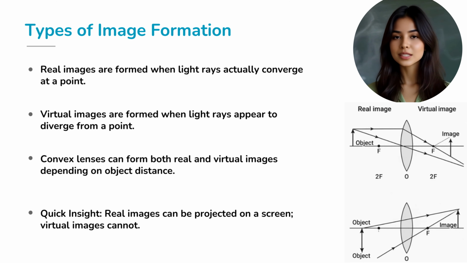Convex lenses are fascinating because they can form both real and virtual images depending on the object's distance. If the object is far from the lens, you'll get a real image. But if it's close enough, you'll get a virtual one. Quick insight: real images can be projected onto a screen, but virtual images cannot. Think of it this way: you can't put a shadow on a screen if the light rays aren't actually hitting it. And that's how lenses give us the ability to both magnify and create projections.